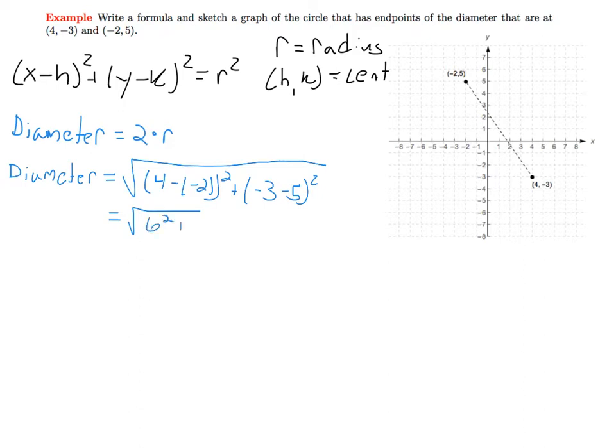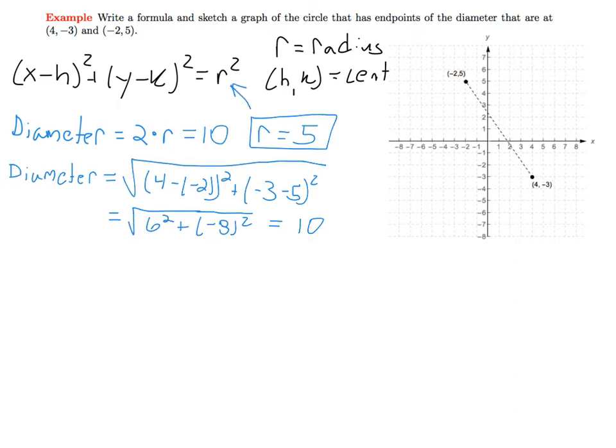squared plus -8 squared, which comes out to the square root of 100, which is 10. So we know the diameter is equal to 10. So that tells us then that the radius is 1/2 of that, which is 5. Okay, so that's great. So now we found out what r is in this formula.